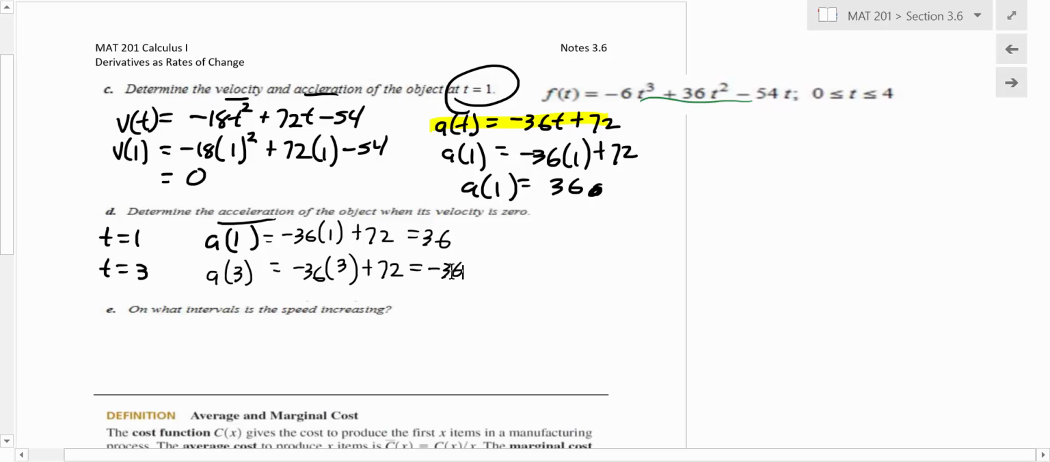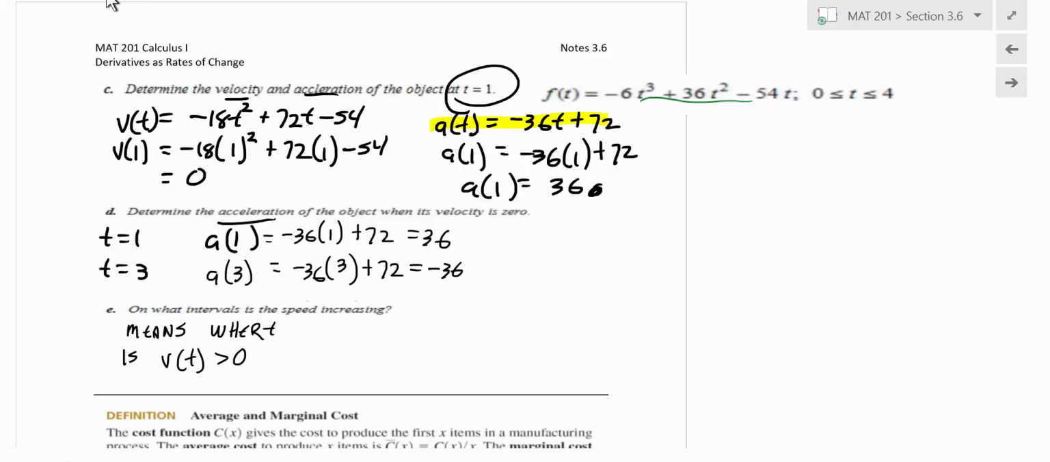Okay, let's look at this idea on this last thing here, then we'll take a break. This says, on what intervals is the speed increasing? Now what that really means is where is the velocity positive, or the acceleration. When's the acceleration going to be positive like that?